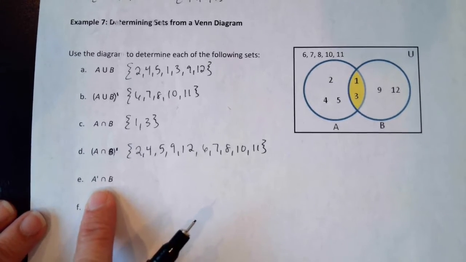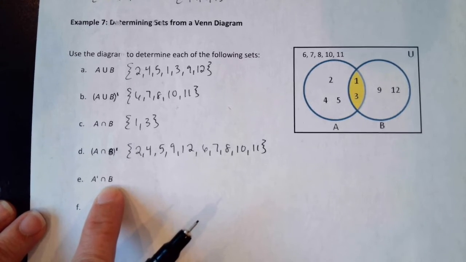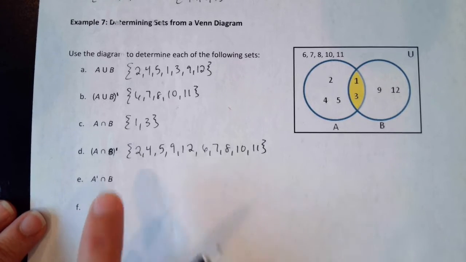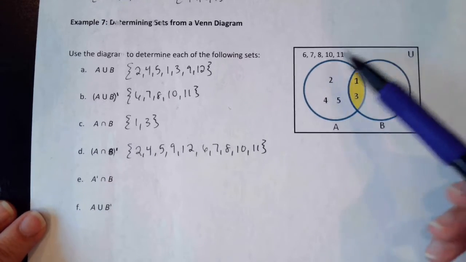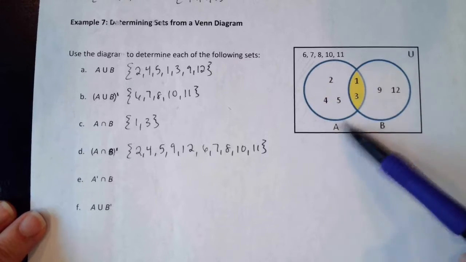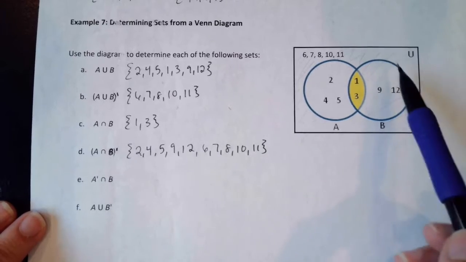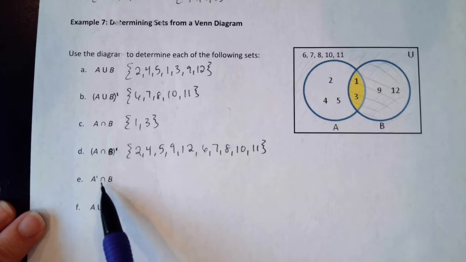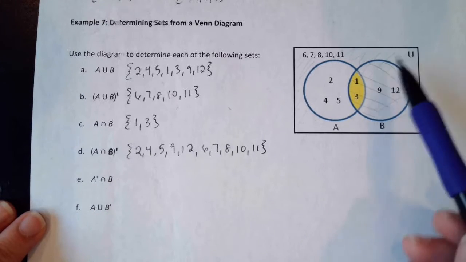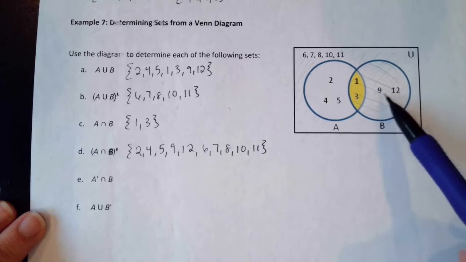Okay, let's look at this one. I have A complement intersection B. So this might be a good time to use some shading. You could also use a light pencil if you don't want to bust out your kids' markers. So A complement is everybody that's outside of A. B is inside this circle right here. And then A complement intersection B means where do my lines overlap? So my little hash marks are overlapping just right here with 9 and 12.